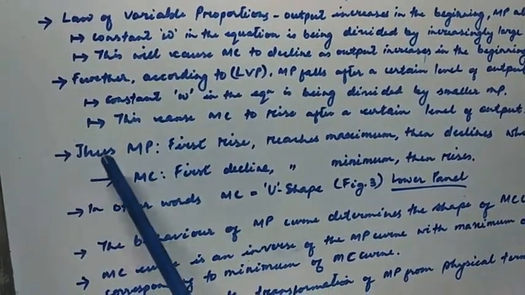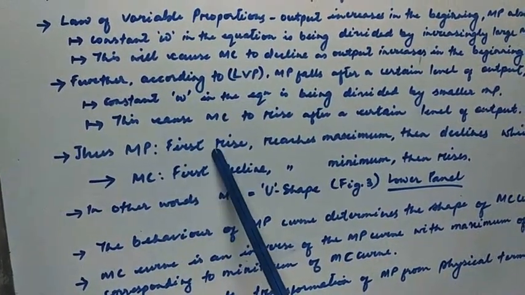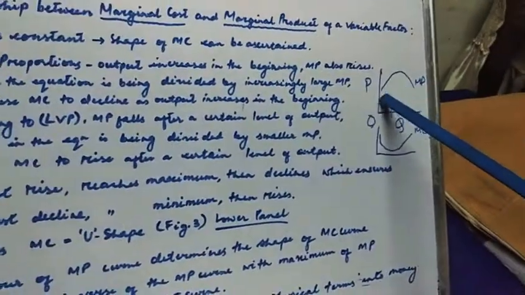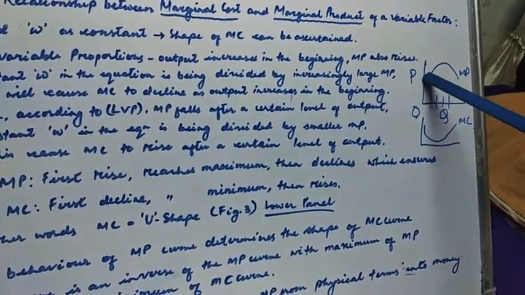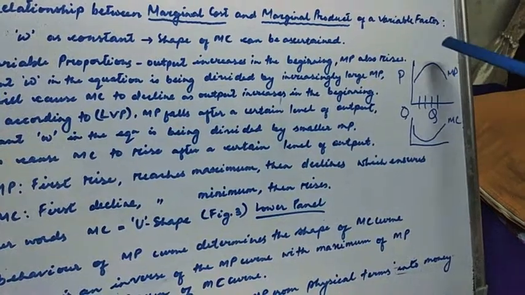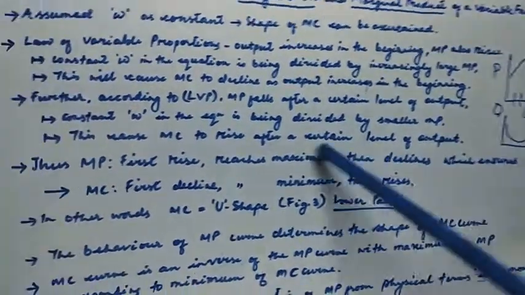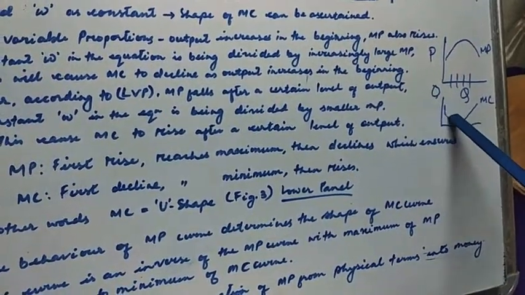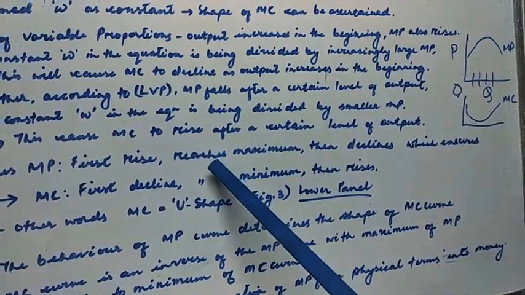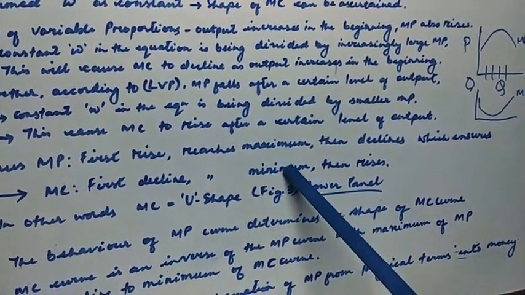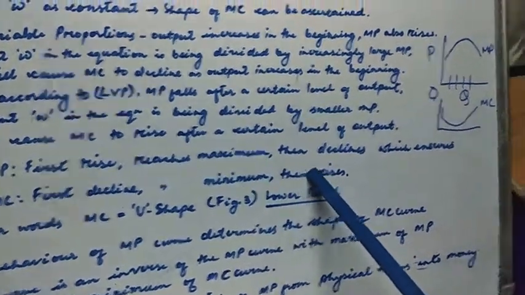And so thus MP first rises, reaches maximum, then declines. As you see here, this MP curve first rises, reaches its maximum point, and then declines, which leads the MC curve to decline at first. When MP is at maximum, the MC curve is at its minimum point. After reaching the minimum point, the MC curve begins to rise.